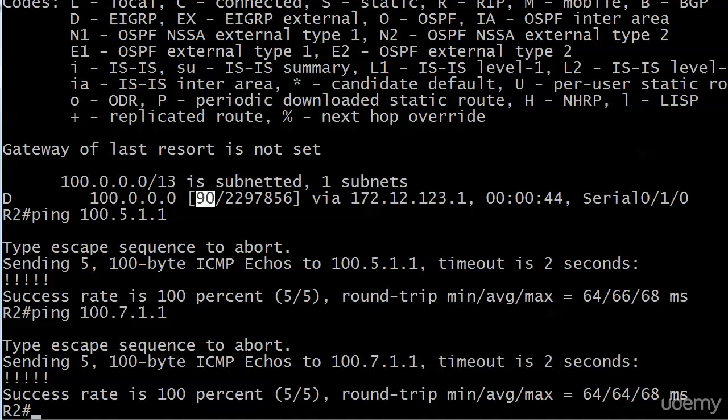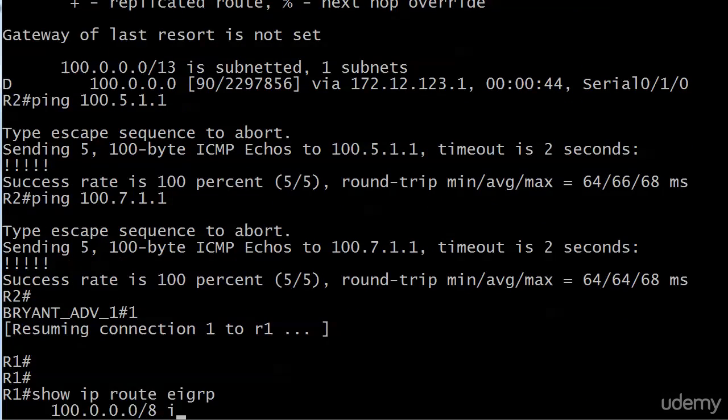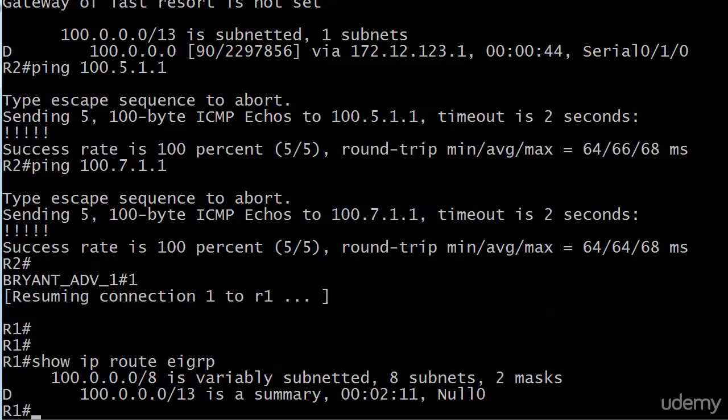So let's see. I want to show you a little something funky up here on router 1, though. So we've got 100.0.0.0/8 is variably subnetted, 8 subnets, 2 masks, etc. Here's our summary, but notice that it doesn't have an administrative distance. There's something you don't see real often. Check that out. There's nothing here. And it says is a summary, that's fine, but what's with this null 0 jazz? What's going on there? Well, this is actually default behavior.